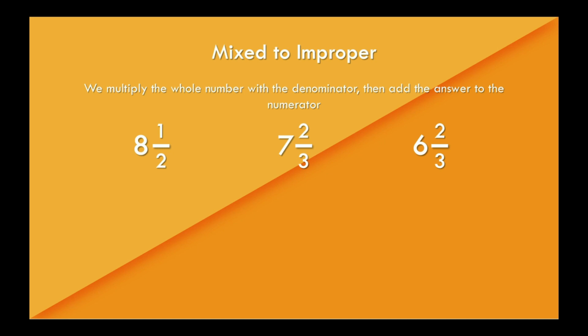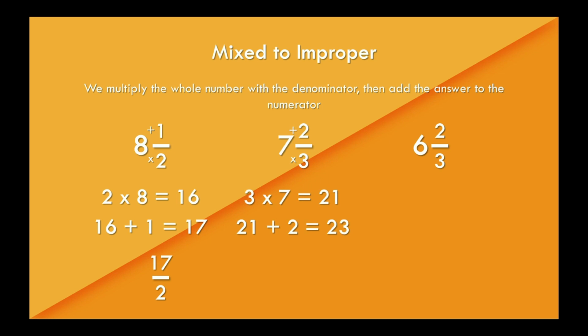For this first example, we have to multiply 8 and 2, getting 16, and then add 1, making it 17, leaving us with an answer of 17 over 2, which, if you recall, was the same thing we started with at the beginning of the question. For the next one, we multiply 7 with 3, giving us 21, and adding that with 2, giving us 23, leaving us with 23 over 3.